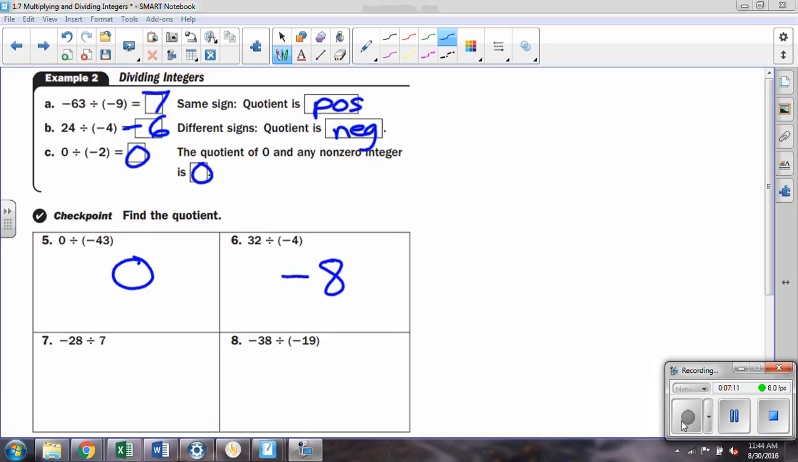Signs are different. Negative 28 divided by 7? Negative 4. Signs are different. 28 divided by 7 equals 4. Negative 38 divided by negative 19. Well, 38 divided by 19 will equal 2. Should that be positive or negative 2? Positive, because signs are the same. That's really it for dividing integers. Just make sure that you're paying attention, signs the same or different. And we're looking at them only with 2 numbers at a time.